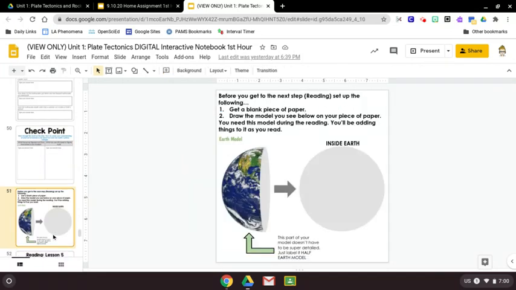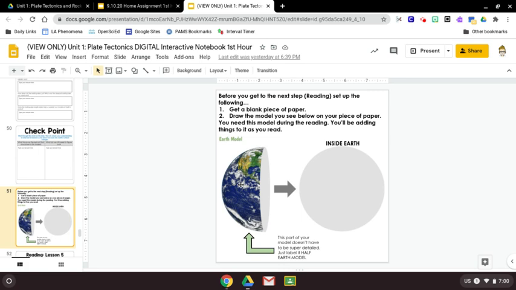All right, and then the next slide. This is super important before you move on with the rest of your activity. You need to set up your model on a blank piece of paper. Get a piece of paper. Draw the model you see below on your piece of paper. You're going to need this during the reading because throughout the reading, you're going to be adding things to your model. So this is just a cut in half version of the Earth.